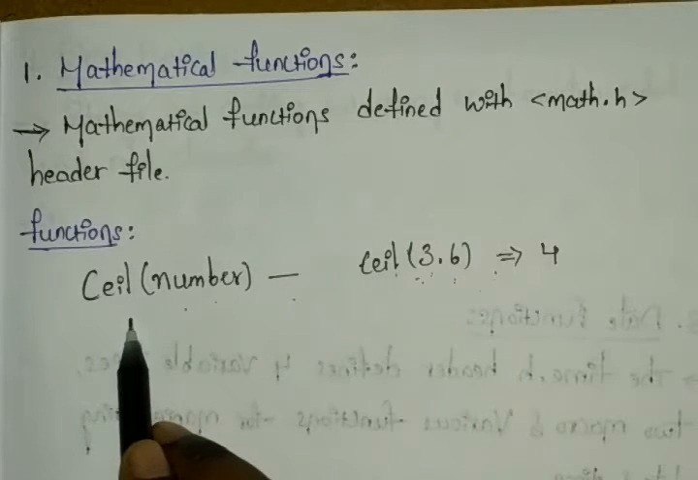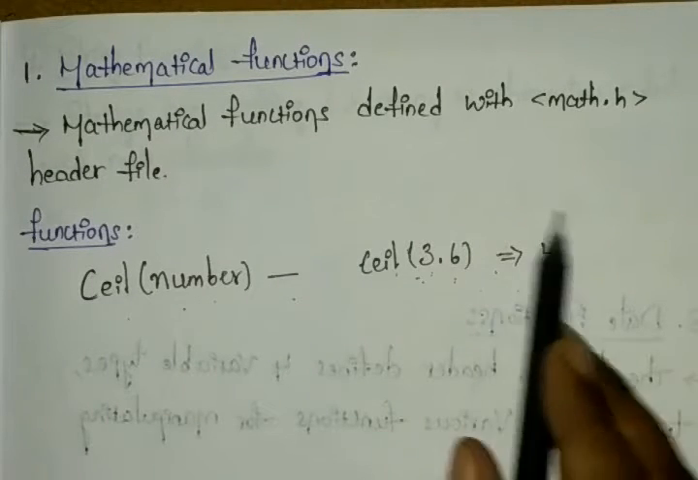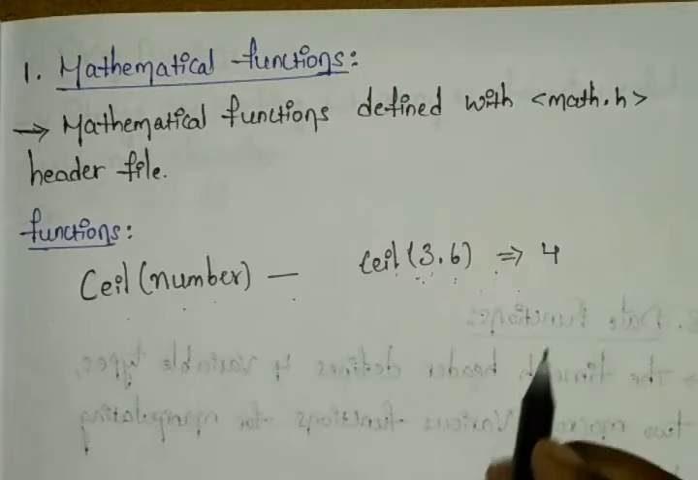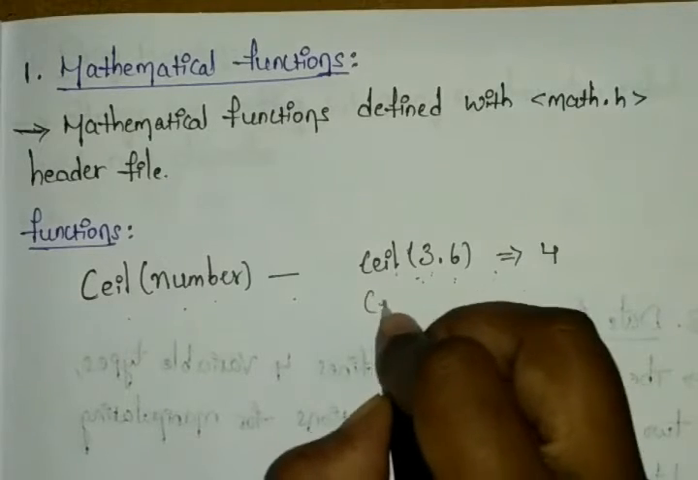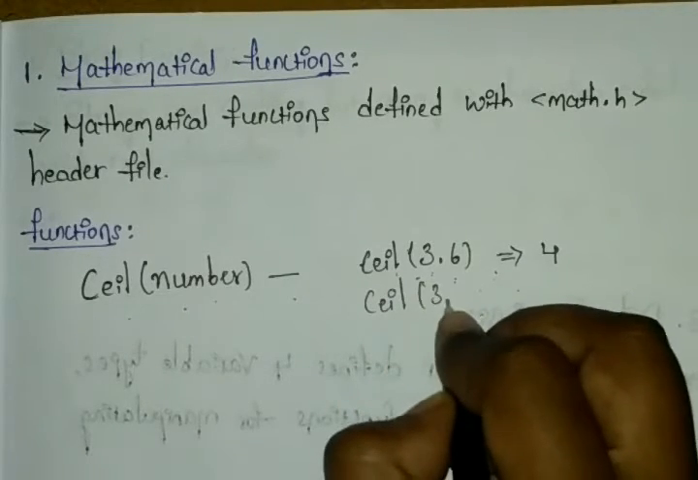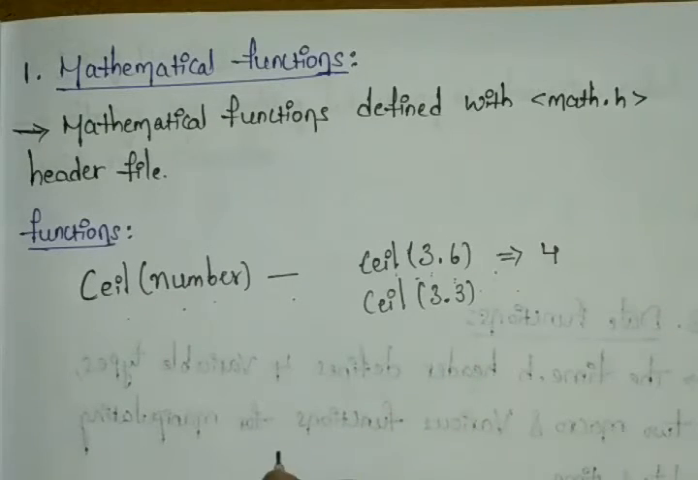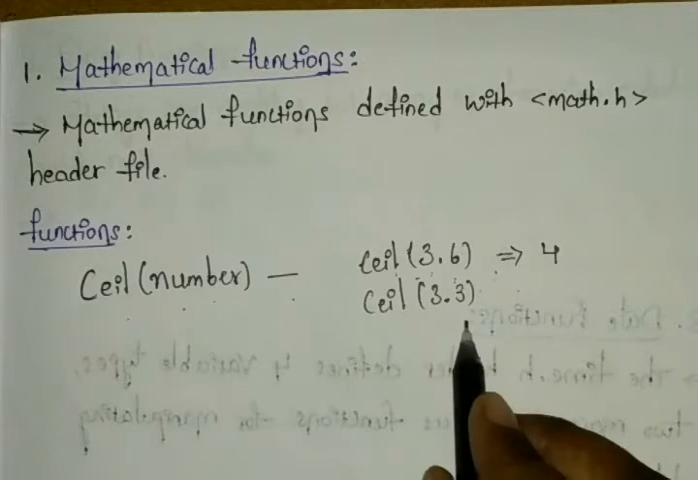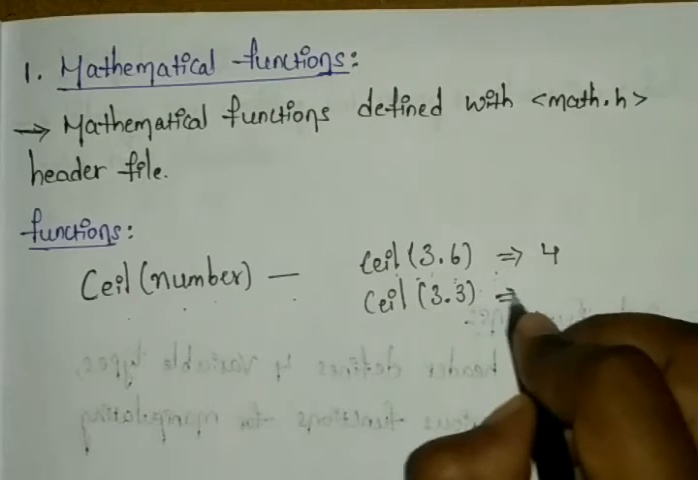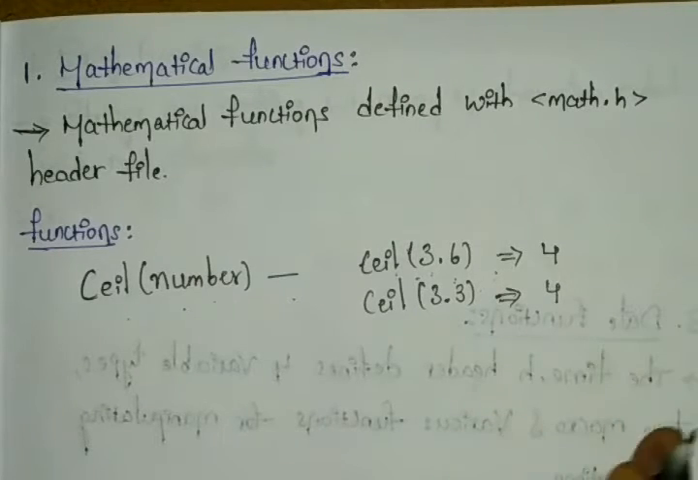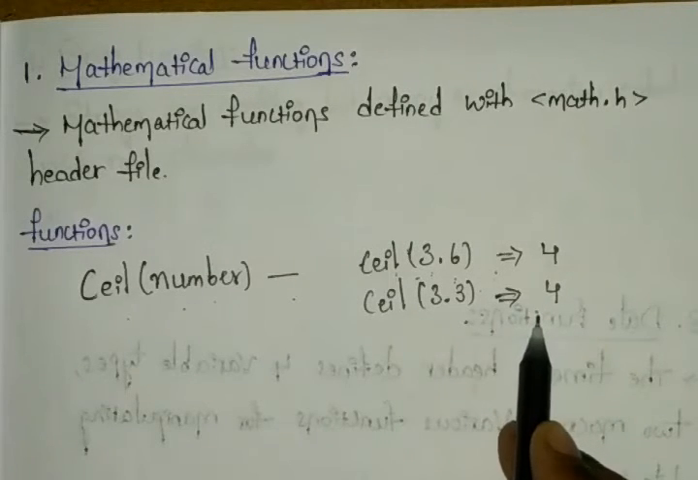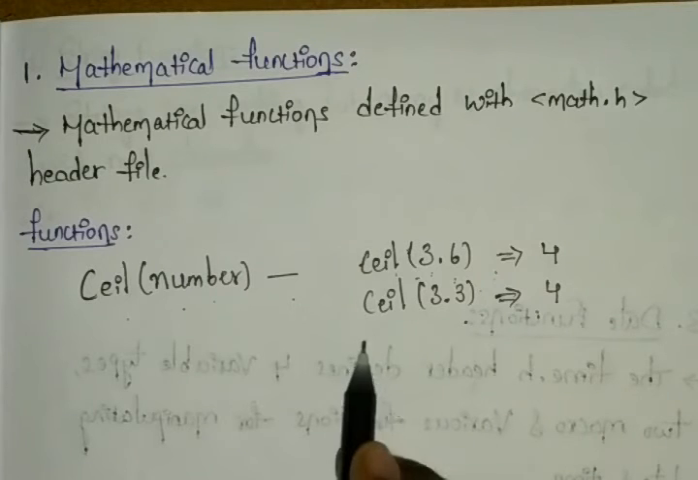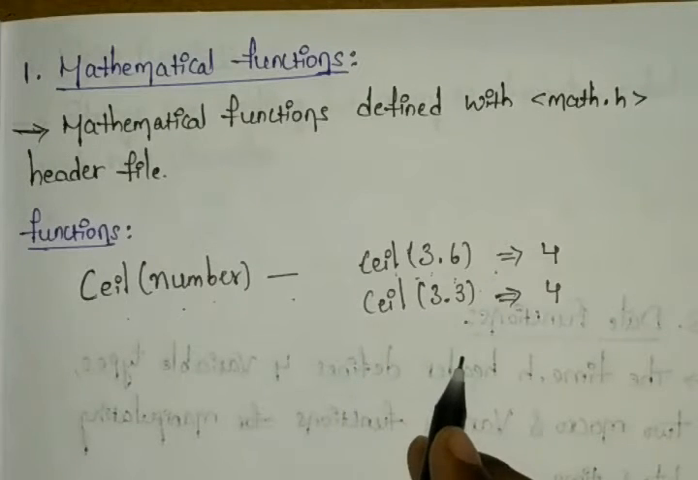Ceil performs the rounding of the number. This is the rounding manner. Okay. And for example, you can see if you are taking ceil 3.3, in this also the number will be 4 only. Why? Because ceil performs the highest value for that only. It is not taking the lowest value. Okay, that you can remember.